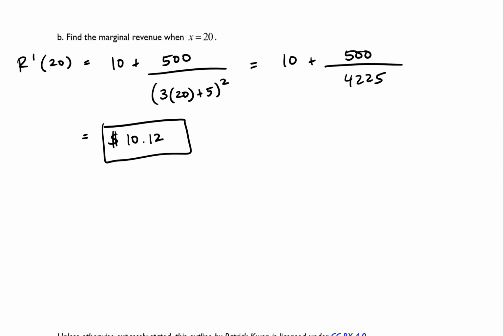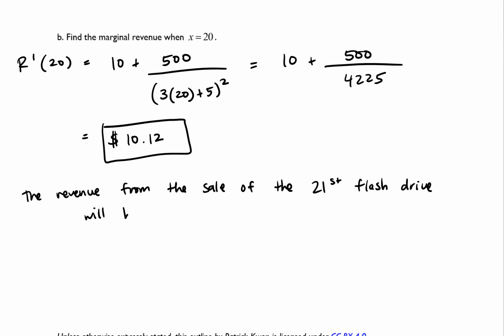And the interpretation of that means that the revenue from the sale of the 21st flash drive will be approximately $10.12. And that concludes this section.